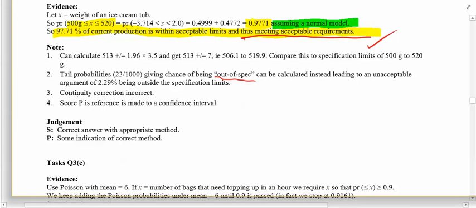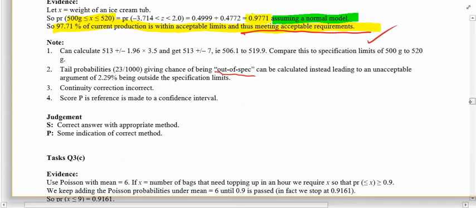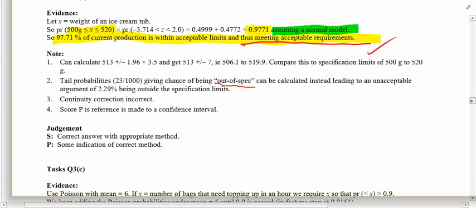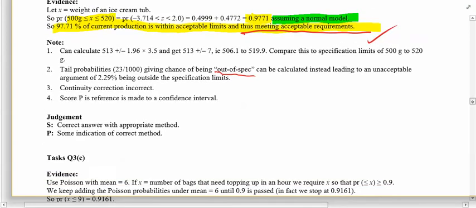Continuity correction incorrect. Well, that's because we're dealing with continuous data, so you only need to make a continuity correction if you're using the normal distribution to model discrete data, or if you're using any continuous distribution to model discrete data. But this is not discrete, it's weight, so it's continuous. So score partial, P for partial, is if reference is made to a confidence interval. Confidence intervals not really that relevant here, are they? We don't have the sample size, which you need for a confidence interval.